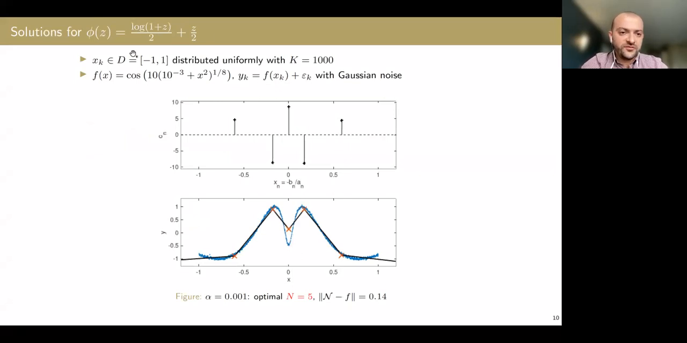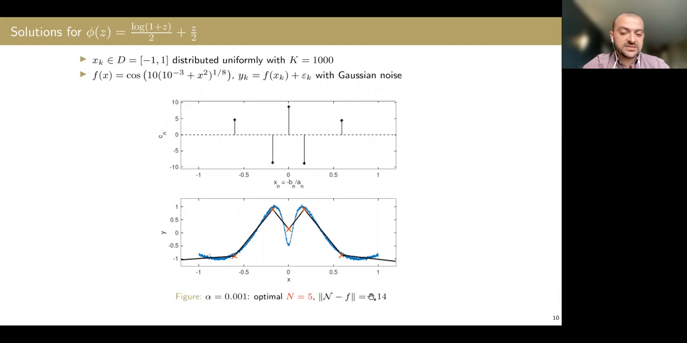For the phi, we took this function, log(1 + z/2) + z/2. It satisfies the technical conditions that I'll mention in a bit. We take the nodes again, sampled uniformly on [-1, 1]. We take the same function, the same noisy data, and we try to solve this problem to the same tolerance. We keep iterating until the algorithm stops. And again, we take alpha to be 0.01.